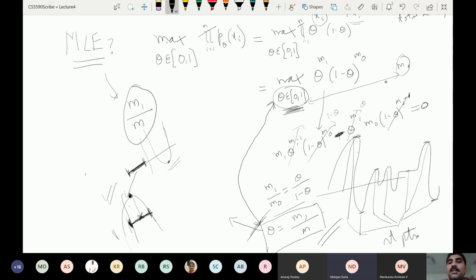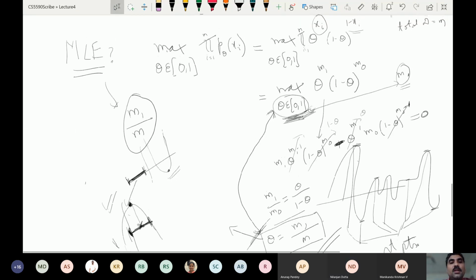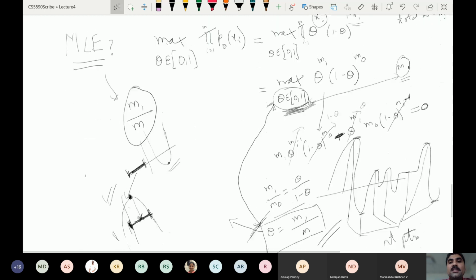Then you can't say m1 is the answer, because m1 can never be the answer. It's not even a value between 0 and 1, correct? So in those cases you should be careful. But luckily in this case, it's already a number between 0 and 1, so it's a solution. Okay. Is that fine? Yes. Any other doubts, please?